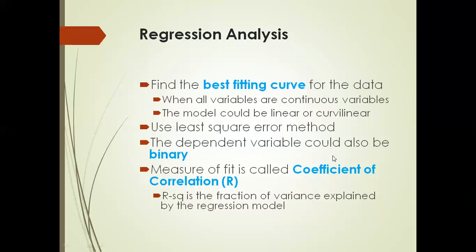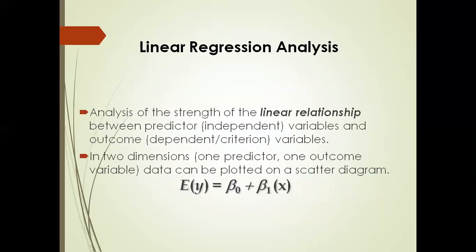The dependent variable could also be binary. Binary means either 0 or 1, either true or false. The next one is the measure of fit, called the coefficient of correlation. This we have seen, that is R square. R square is the fraction of variance explained by the regression model. So R square is called the coefficient of correlation. So this is regression analysis.